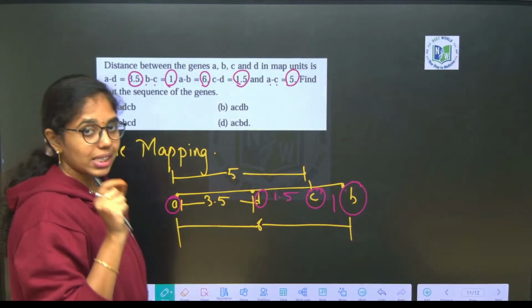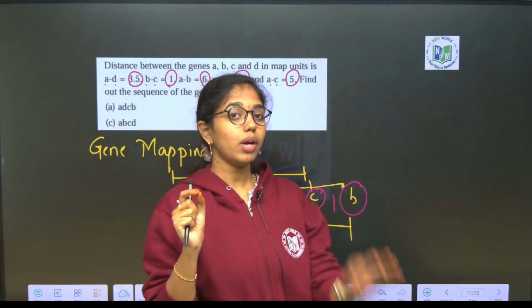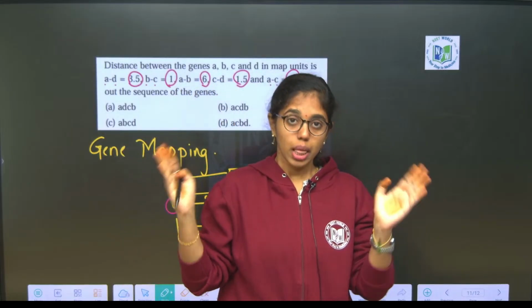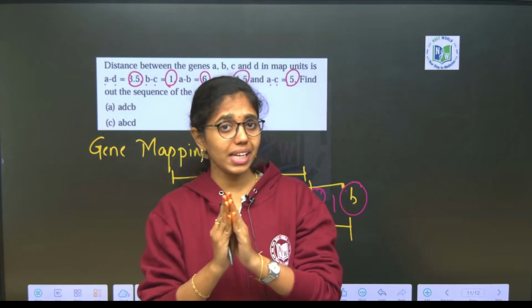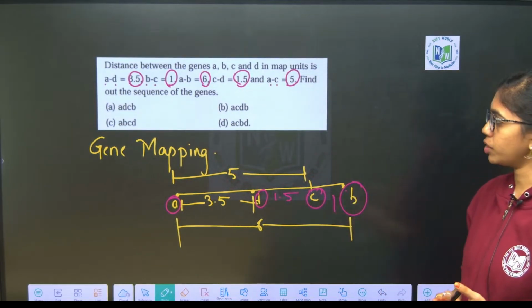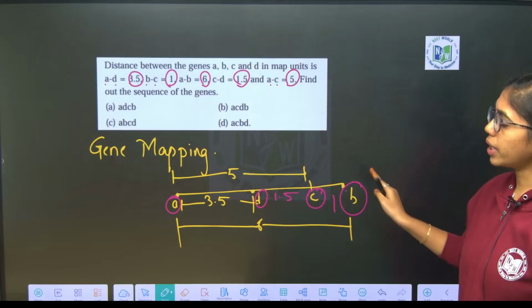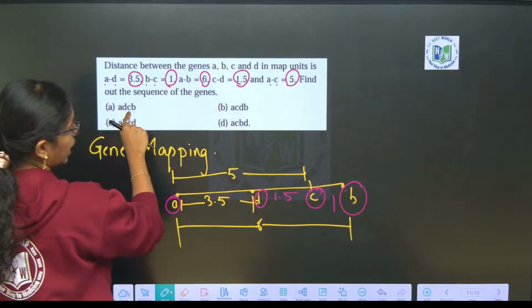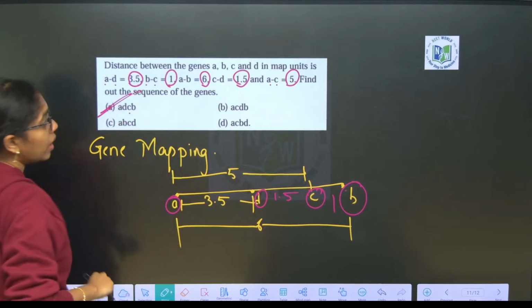Whenever the question is asked on gene mapping, first you have to identify those two genes amongst which the distance is large. Then you have to minimize the distance and then plot the gene sequence on the chromosome. Okay. So, here if you see A, D, C and B, option A will be the right answer.